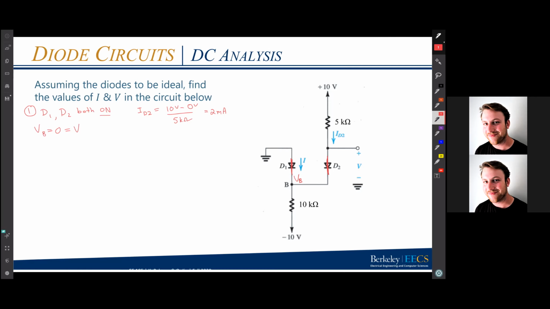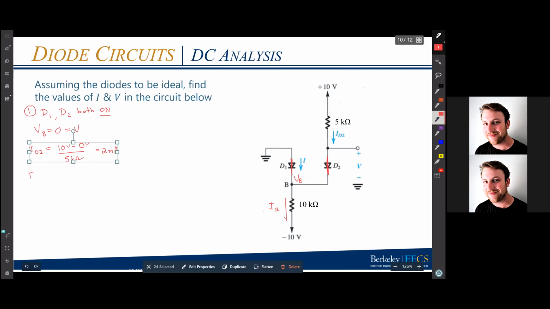And then I can look at D1. To do that, I'm going to take a look at the current flowing through this resistor, which I'll just call IR. That current flowing through that resistor I can find based on the VB that I assumed. And so IR becomes VB minus the other side, which is minus negative 10, over 10 kilo ohms. Remember, VB is 0. And so I just get 10 over 10K. So I get 1 milliamp.